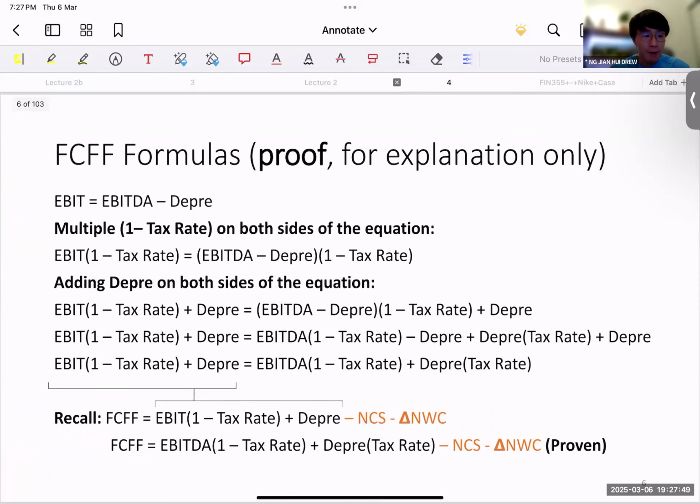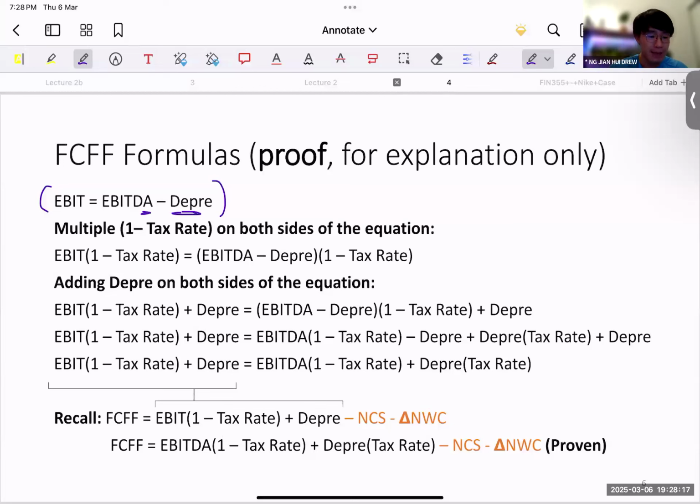Having derived the EBIT formula, let's try to derive the EBITDA formula, right? So for the EBITDA formula, we know that EBIT equals EBITDA minus depreciation. I know there's amortization as well, but I just lump it as depreciation, right? So just imagine this one is amortization and depreciation. Given this formulation, we can try to formulate the EBITDA formula of FCFF.